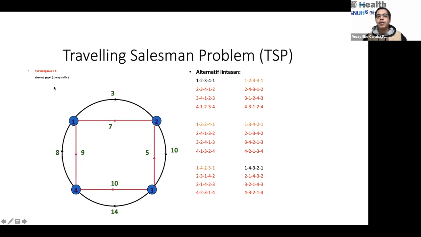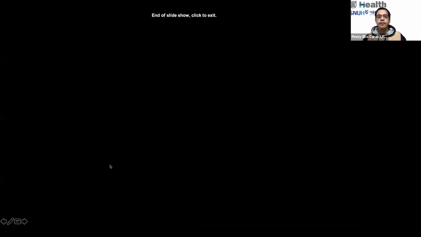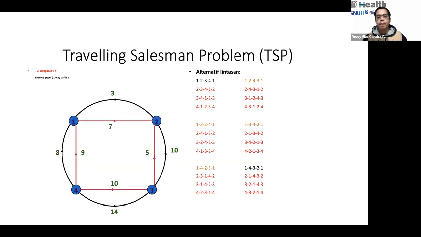If they want one-way traffic, the best idea is to use 1, 2, 3, 4, 1, because it is one way, or using 1, 4, 3, 2, 1. So this is an example of the directed graph with the one-way traffic problem. Later, there are many problems you can solve from these. This is only an example.